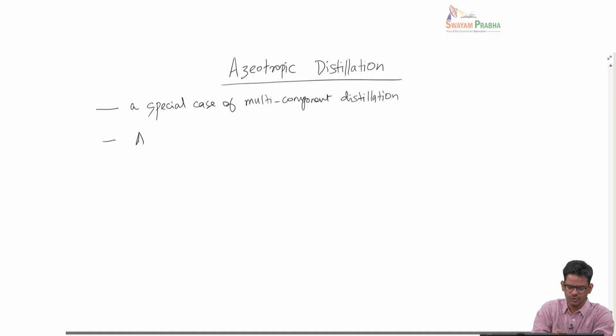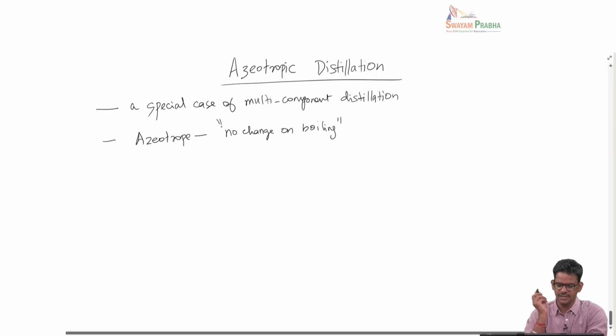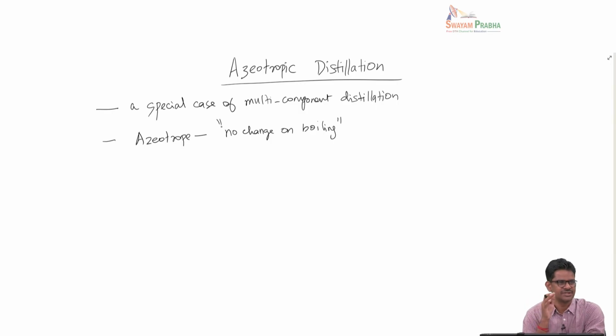This term azeotrope basically means no change on boiling. It is a Greek word. What it means is that when we boil, the liquid and the vapor will have the same composition. There is no change in the composition. Such mixtures are called azeotropes.